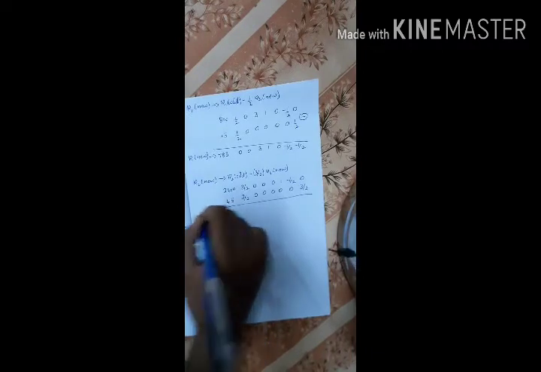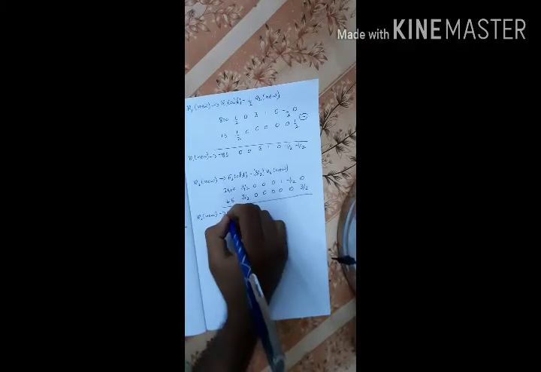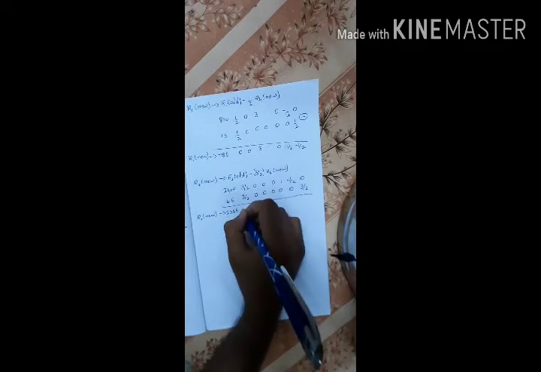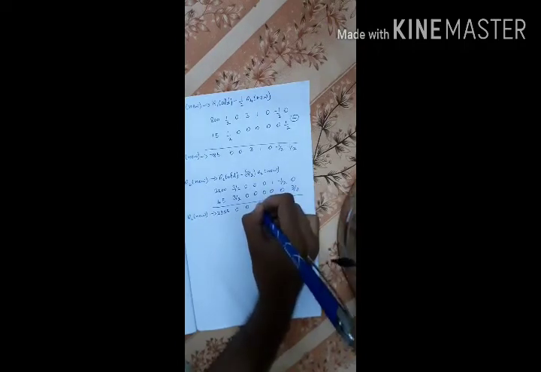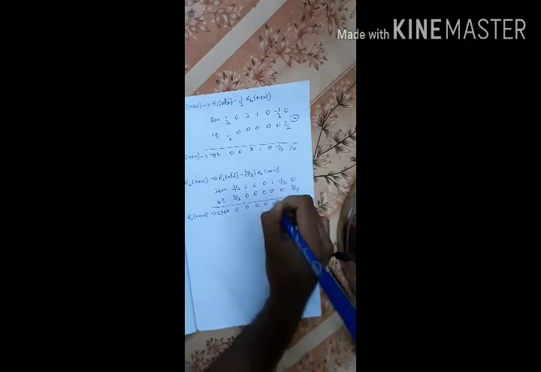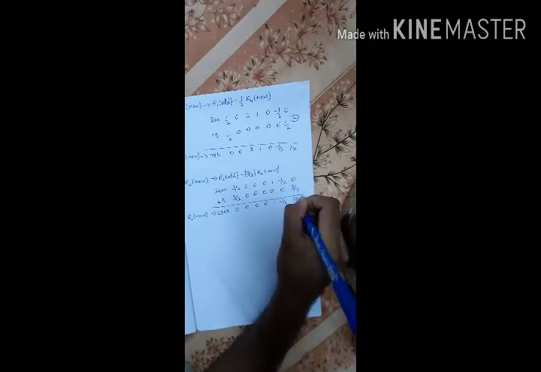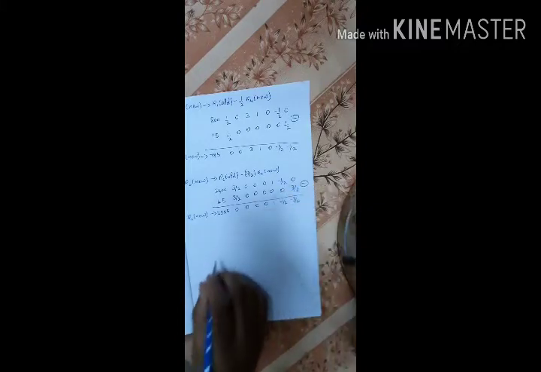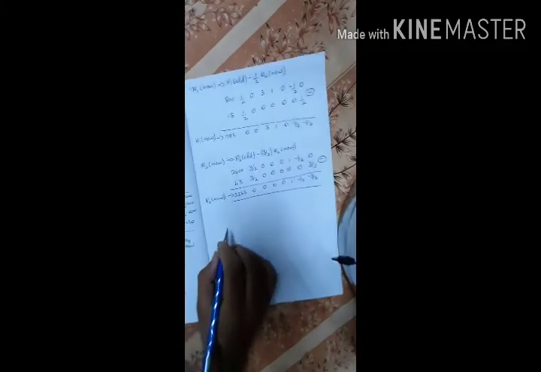So we get R2 new, which is equal to 2355, 0, 0, 0, 0, 1, negative 1 by 2, negative 3 by 2. This is R2 new.